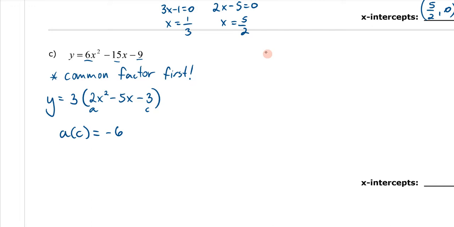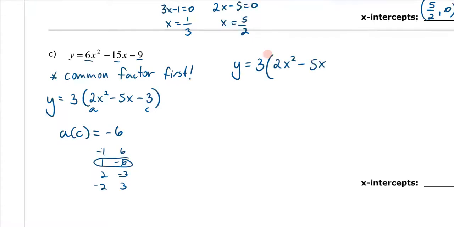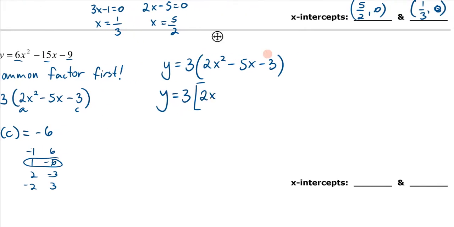What are my factors of negative 6? Well, I have negative 1 and positive 6, positive 1 and negative 6, 2 and negative 3, and negative 2 and positive 3. And the two numbers I want here are negative 6 and positive 1, because these two add up to negative 5. Okay, so let's write our equation again. y equals 3, brackets, 2x squared minus 5x minus 3. I am going to split the 5x. Let's turn the round brackets to square brackets because I'm going to be using more brackets. So 2x squared, minus 5x gets split up into minus 6x plus 1x, and then you have your minus 3. I'm going to group these two terms inside the square brackets and these two terms inside the square brackets.